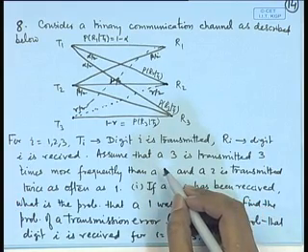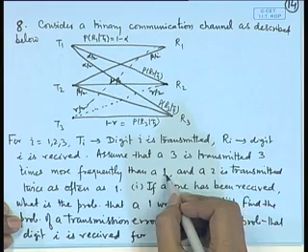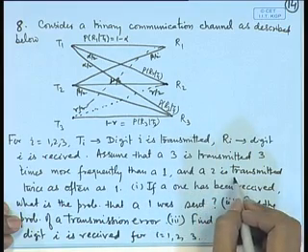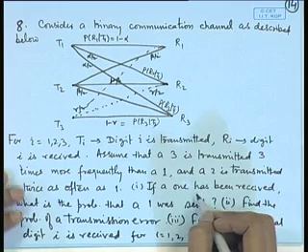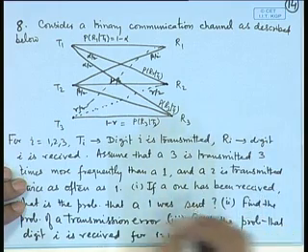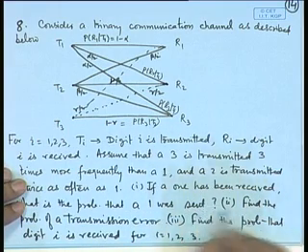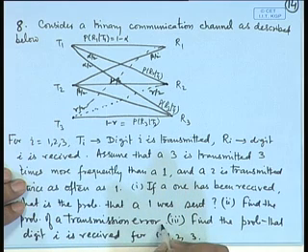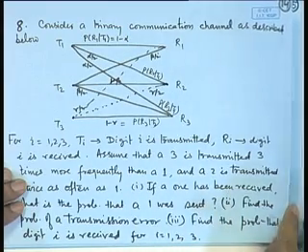Further, we assume that in this communication channel 3 is transmitted 3 times more frequently than 1, and 2 is transmitted twice as often as 1. If a 1 has been received, what is the probability that 1 was sent? What is the probability that a transmission error has occurred? What is the probability that a digit i is received for i equal to 1, 2, 3? So, let us look at the probabilities of each of these.